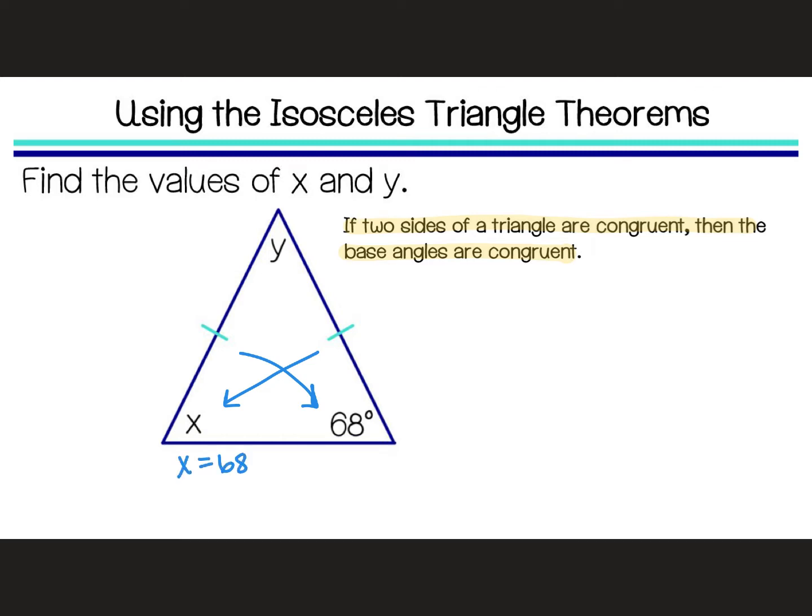And then to find y, we know that the sum of the degrees in the triangle has to be 180. So if I take the two angles I know, 68 and 68, that gives me 136. And then 180 minus 136 gives me 44 degrees.